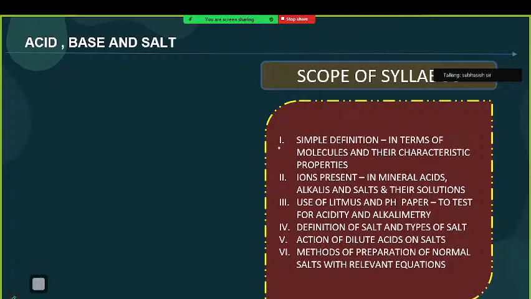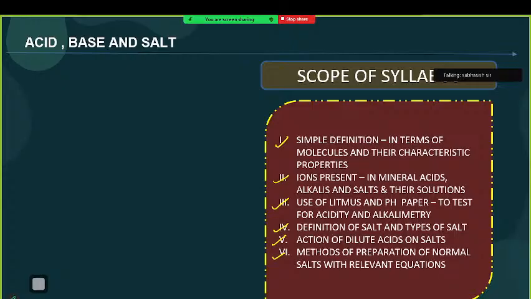The syllabus contains simple definitions of acids and bases in terms of their molecules, their characteristics and properties, the ions present in different types of acids, alkalis and salts, testing of acids or alkalis with pH paper or litmus paper, the acid-base strength, which is known as acidimetry and alkalimetry, different types of salts, the action of acids on those salts, and also the methods of preparation of different salts using different types of methods.